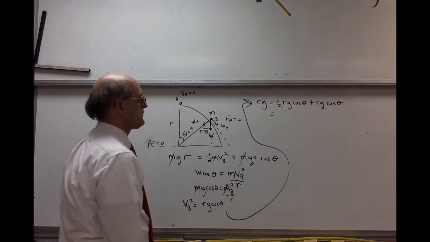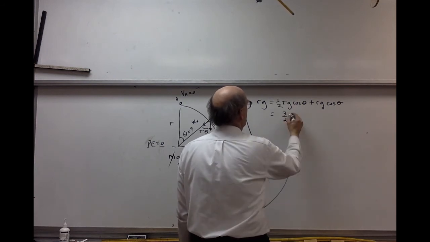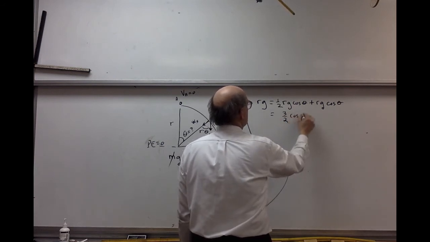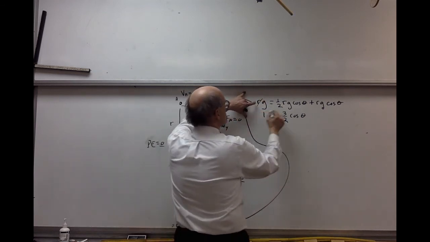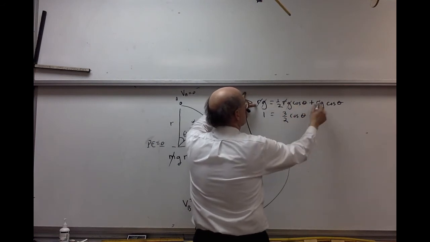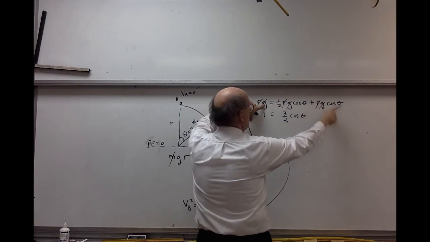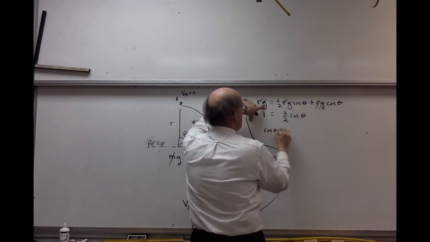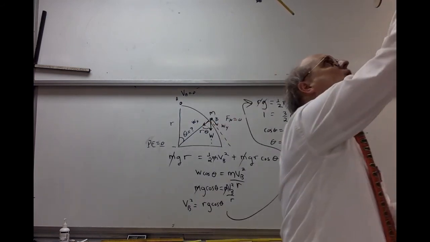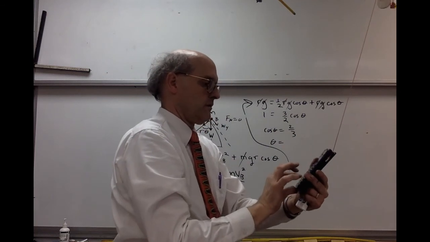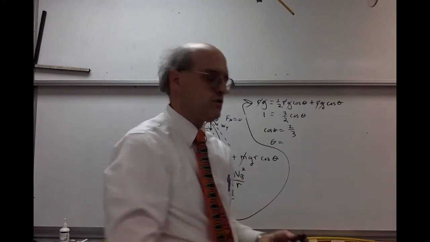So that is equal to 3/2 cosine theta is 1. Right, because the R's cancel, the g's cancel. So we have 1 on this side, and we have 1/2 cosine theta plus cosine theta. So that's 3/2. So cosine theta is equal to 2/3. So theta is equal to 48.2 degrees.